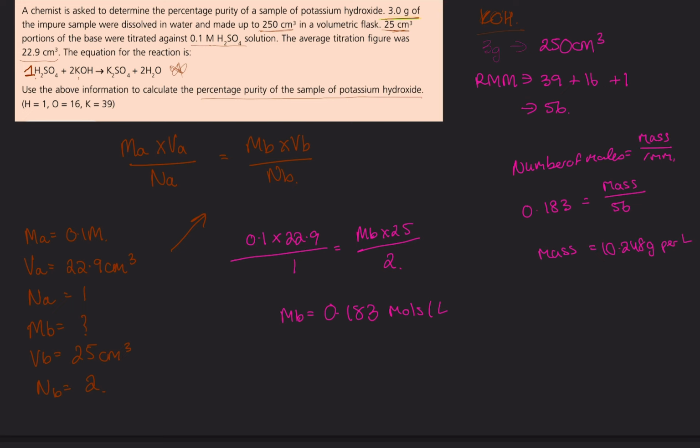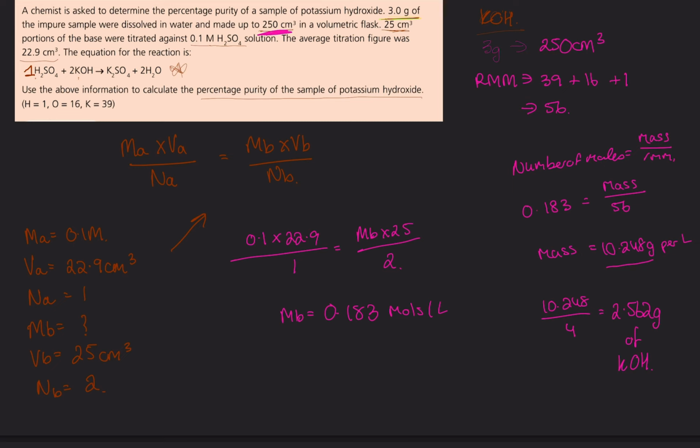Now we don't have a litre. We only have 250 centimetres cubed. So we're not going to have all of this amount. We're only going to have a quarter of it. So 10.248 divided by 4 to get how much is in the 250 centimetres cubed. And we will work that out to be 2.562 grams of the potassium hydroxide.